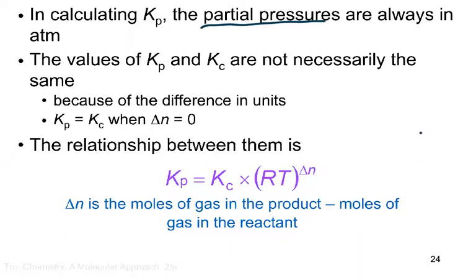But if you are, as happens in most reactions, you can convert between the two by taking your Kp is your Kc times the gas constant times the temperature raised to the power of delta N. The delta N is the moles of gas in the product minus the moles of gas in the reactant. And we will look at an example of that.